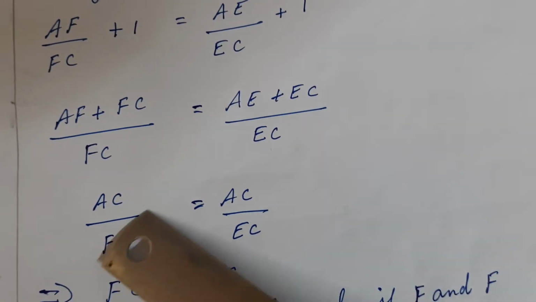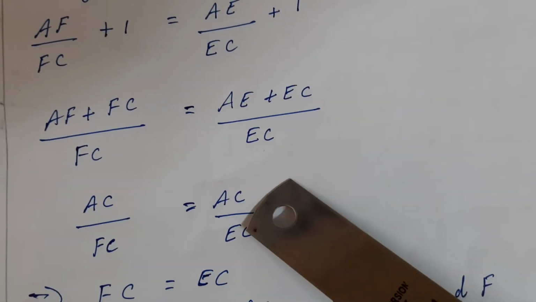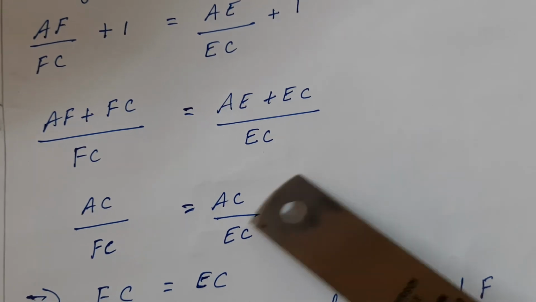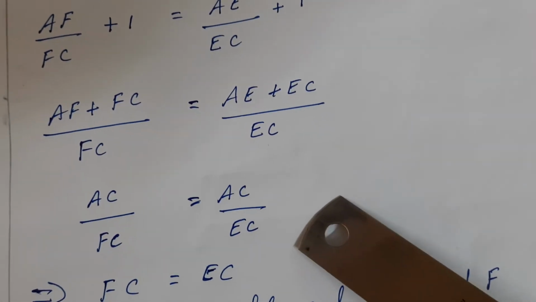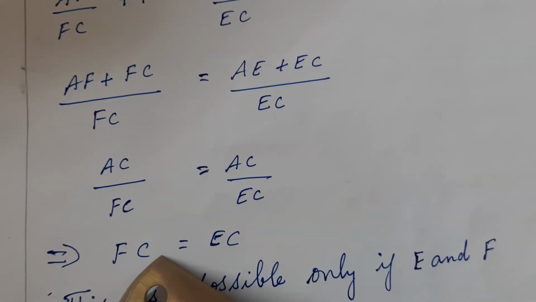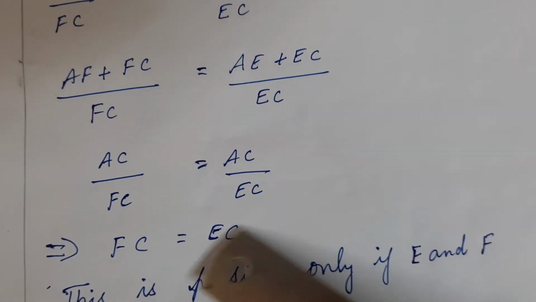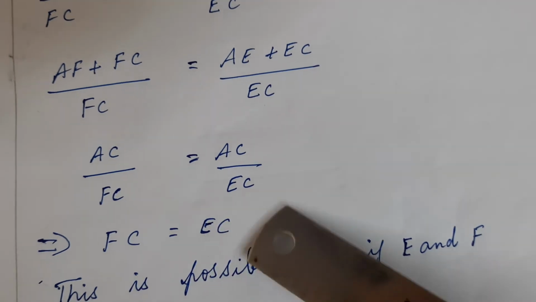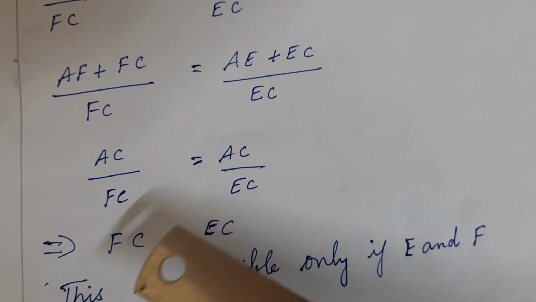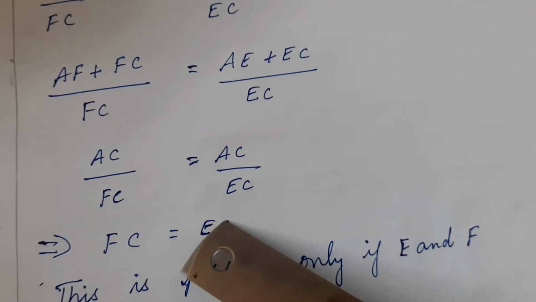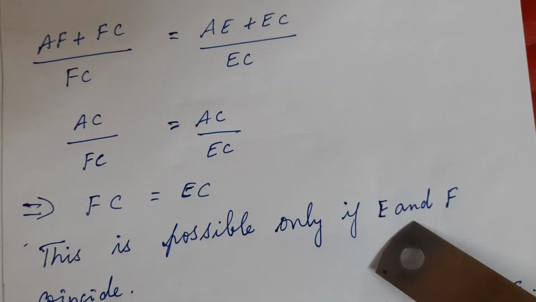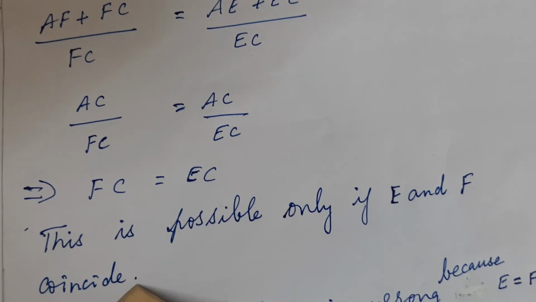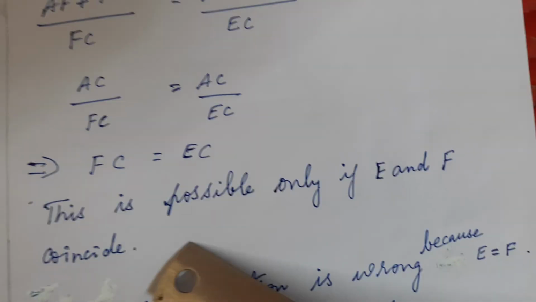So, now we know that the numerators are the same in both. When the numerators are equal in both, automatically the denominators are also equal. So we get, it implies FC is equal to EC. So now we have got FC is equal to EC. When does this happen? Only if E and F are the same point. Only then we get both equal. This is possible only if E and F coincide. Coincide means they should be at the same point.